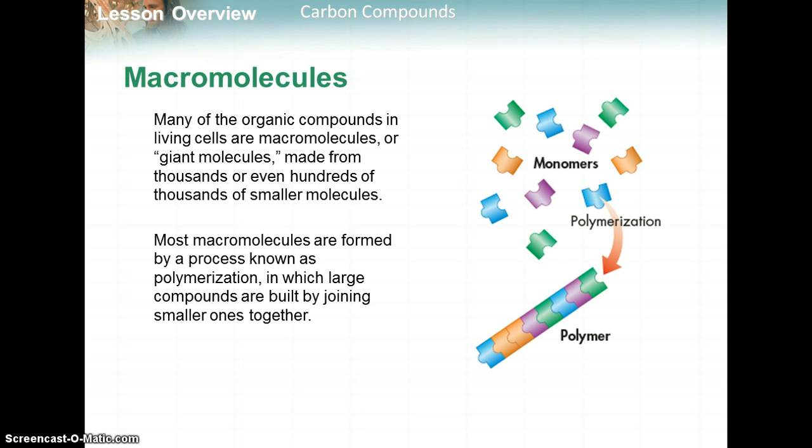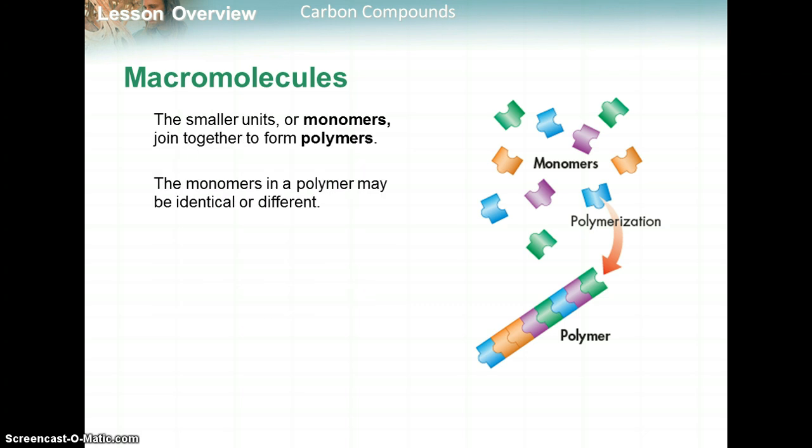This is through a process called polymerization. Poly means many, and mer means parts, so many parts. It's the process of many parts coming together to make a macromolecule, also known as a polymer. Again, the idea of these 2 words here: monomer, mono means one, mer means piece, so one piece.